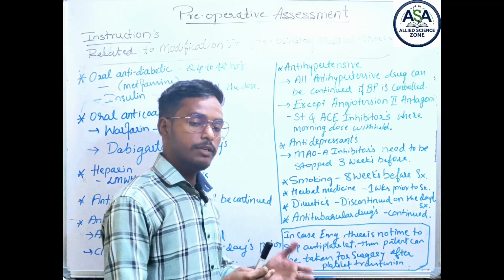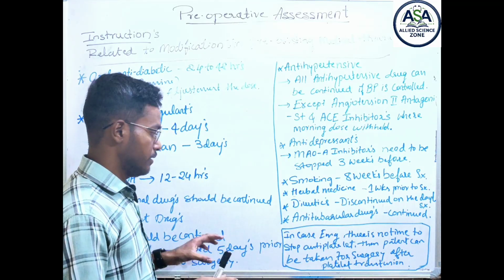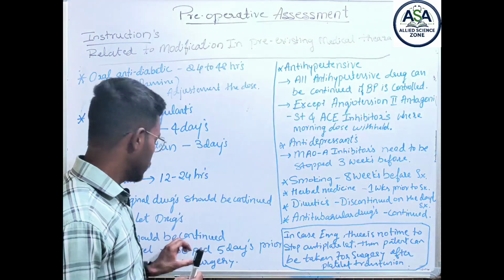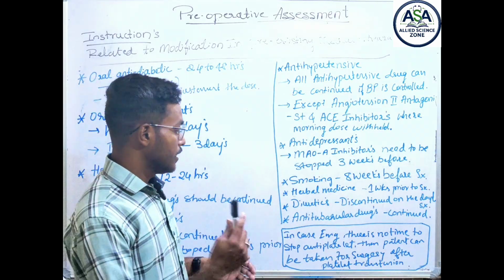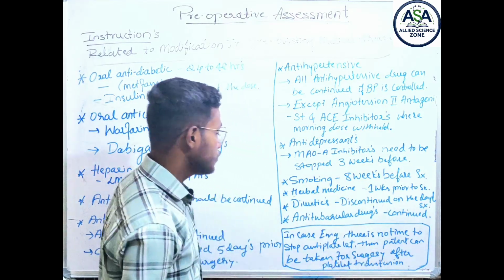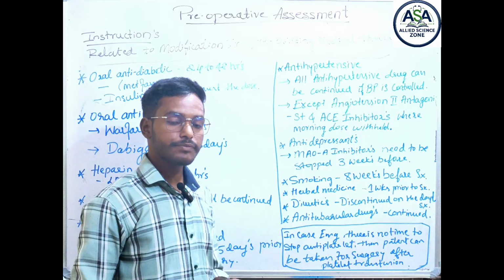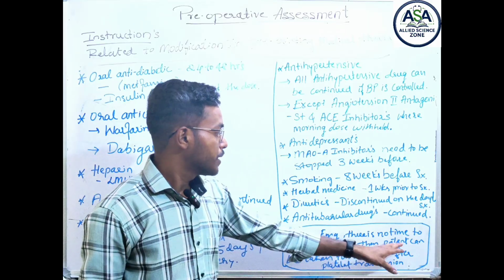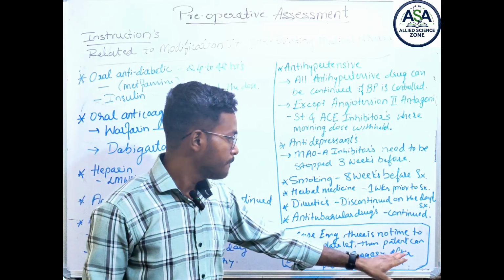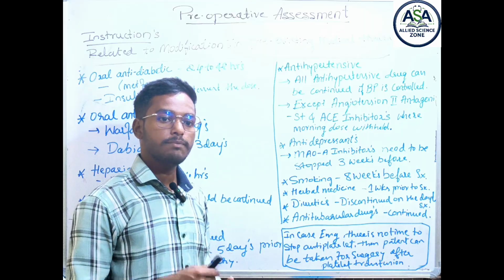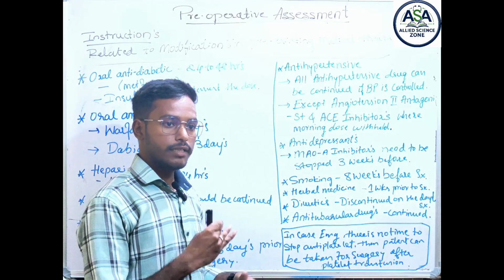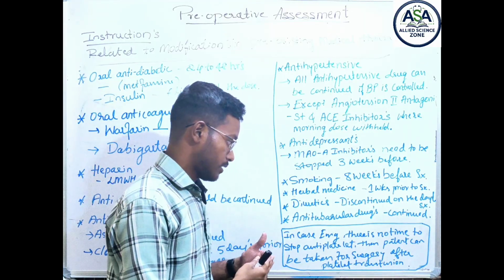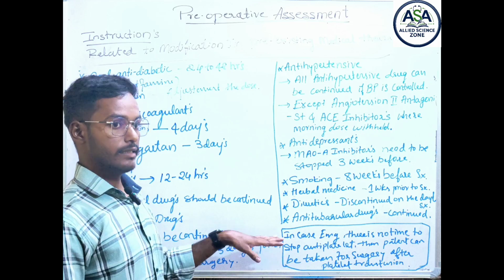Why? If it is an emergency and the patient is on an antiplatelet drug like clopidogrel or aspirin, there is no time to stop the antiplatelet drug. In that case, the patient can be taken for surgery after a platelet transfusion. Once the platelet transfusion is done, only then do we take the patient to emergency surgery, when we can't cut off the antiplatelet drug.